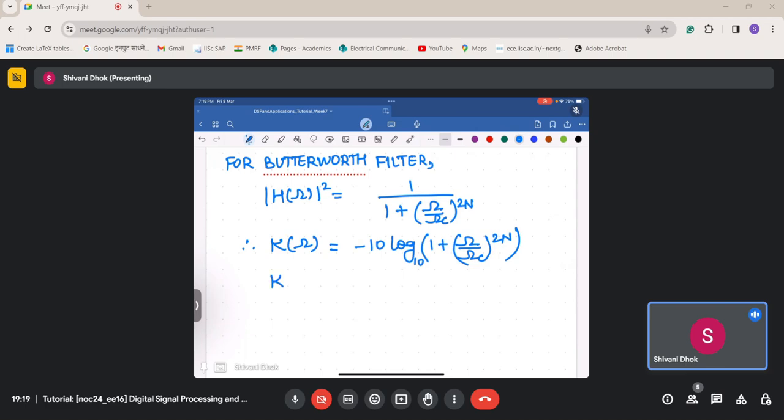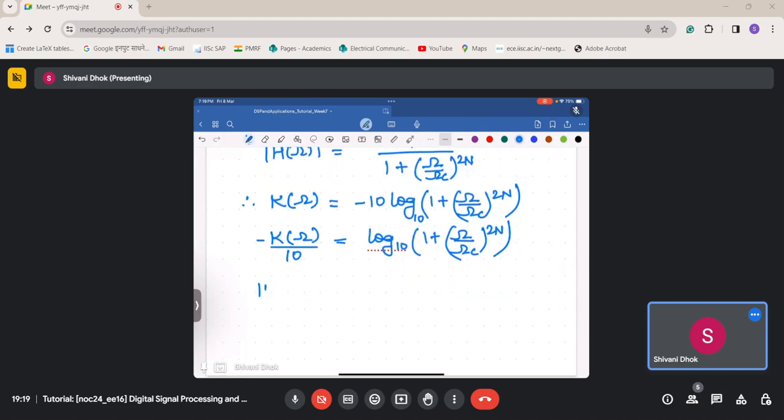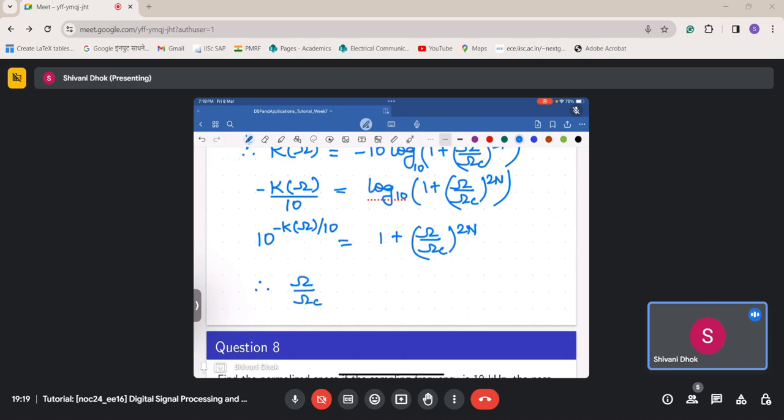So now I can write this as minus K of omega upon 10 is equal to log to the base 10 of 1 plus omega by omega c to the power 2n. So I can write this as 10 to the power minus K of omega by 10 is equal to 1 plus omega by omega c to the power 2n. Therefore omega by omega c to the power 2n is equal to 10 to the power minus K of omega by 10, minus 1.